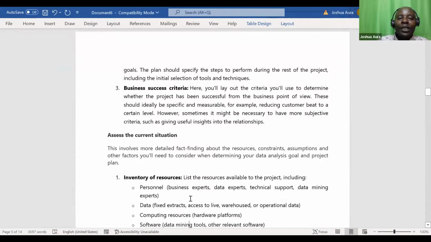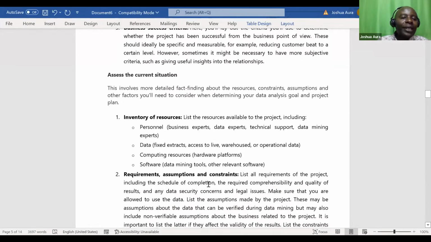This involves more detailed fact finding about the resources, constraints, assumptions, and the other factors you need to consider when determining your data analysis goal and project plan. So for the current situation, you're looking at your SWOT, your strengths, weaknesses, right? Inventory of resources. List the resources available for the project, including personnel, data, computing resources, hardware platforms, software, right? Requirements, what is required of me?